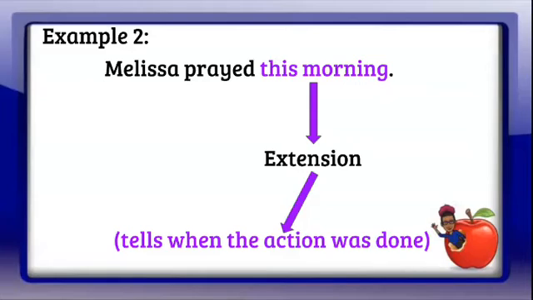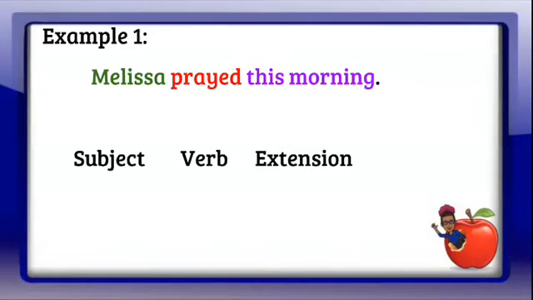And here we are at our extension. Remember, the extension tells when the action was done. So remember, extension could be when, how, and where. So the extension here is this morning. Action was done this morning. So here we have our parts of our sentence: Melissa, subject, the doer, the action done, the verb prayed, and when was the action done? This morning. So we have our subject, verb, and extension. So there's no object of the sentence.